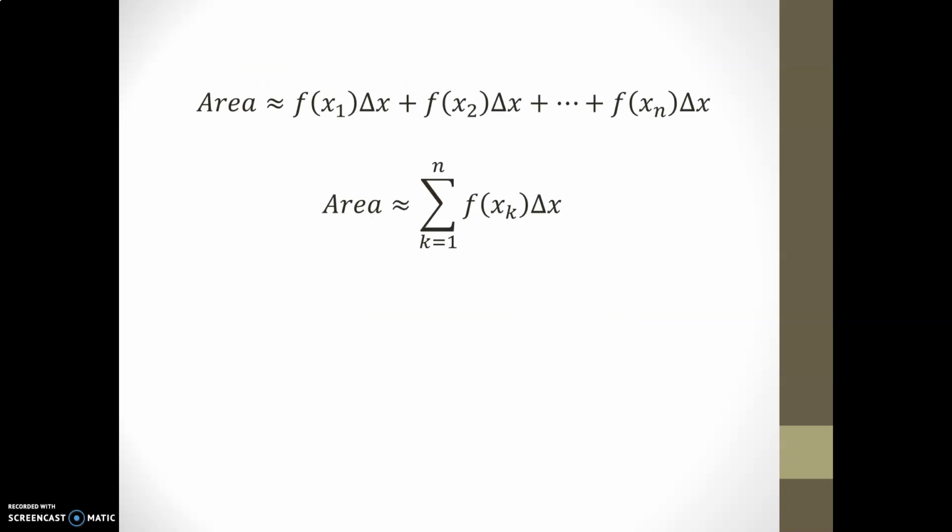So for instance, if we choose to have n subdivisions, here is what our area will look like. F at x1 will be the height of the function, but also the height of the rectangle. Delta x will be its width, and so forth for the second. So the total area can be approximated by the sum of the rectangle's areas. And that's why we have a sigma notation here. K equals 1 to n represents the first, second, third, and nth rectangle. F of xk is the height, delta x is the width, so we're adding the areas of n rectangles.